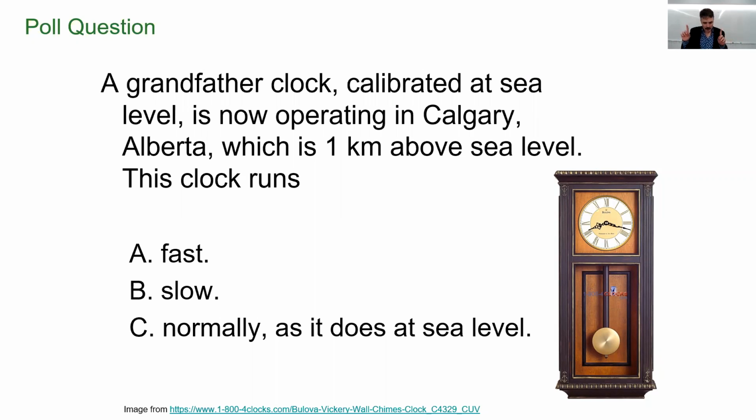Okay, a grandfather clock, which is calibrated at sea level, is now operating in Calgary, Alberta, which is 1 kilometer above sea level. This clock runs. So this all depends on the period of the swinging motion. And if it's even just a little bit off, you will have a clock which runs fast or slow. Think about this one. Again, we're going to assume simple harmonic motion. And let's write it down.